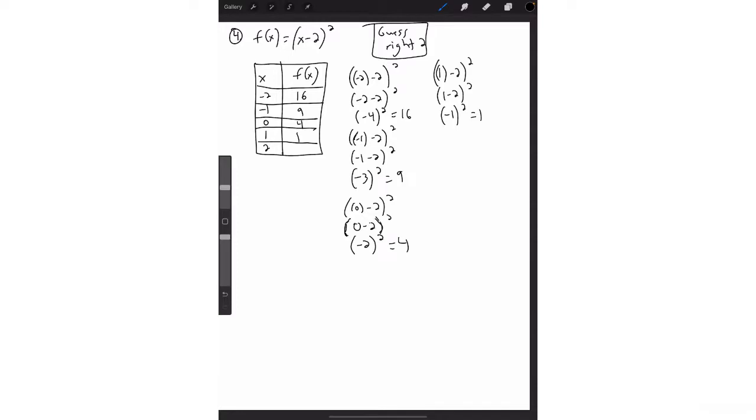Now notice that this isn't following the same pattern as before. Some of these values are not a mirror image of the ones above. You'd think, oh, 0, 0 was the vertex before, so that worked. But we're going to have to eventually add some more values in here. So I'll show you. 2 minus 2 is 0. 0 squared is 0.